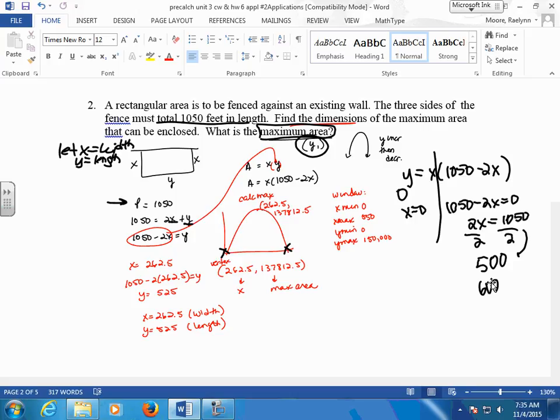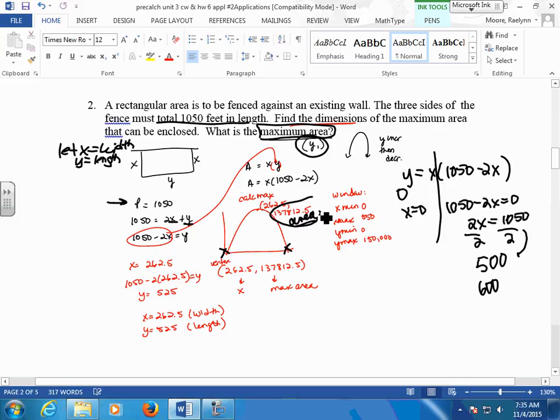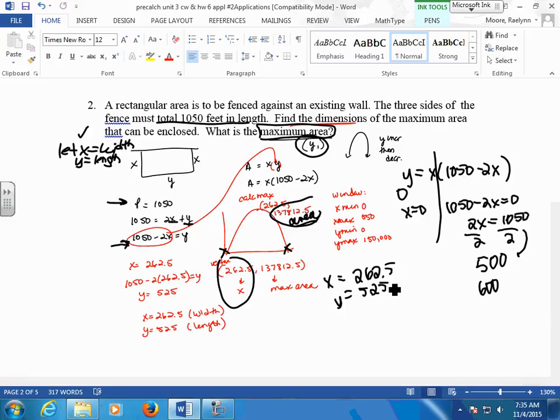This is my area. This is my Y. This is my X. This is my length. Plug it back into here would be the easiest place to plug it and find your new Y. So you have a rectangle that has these dimensions. Okay? Can you see? You can almost find your maximum if you did this the right way, right?